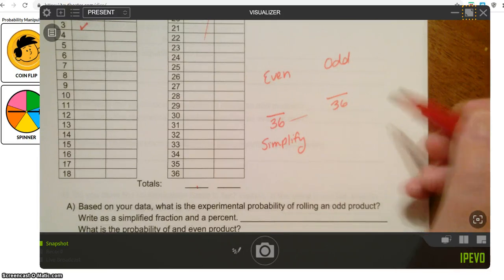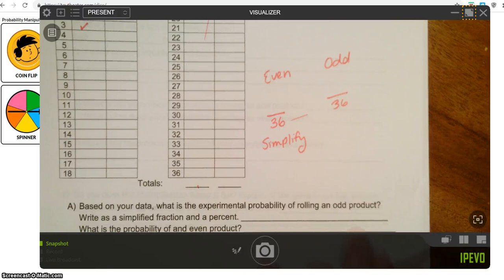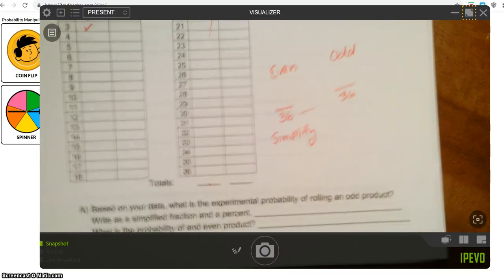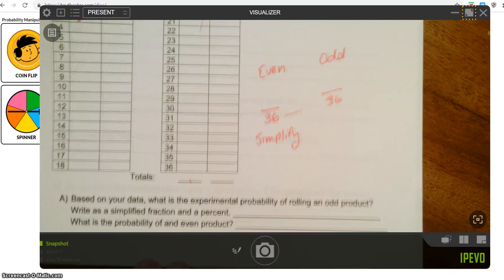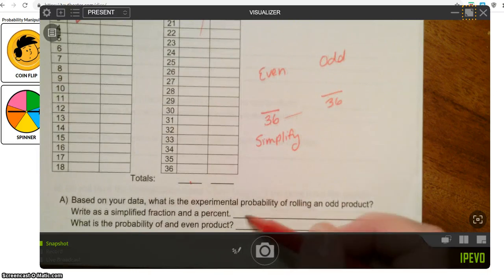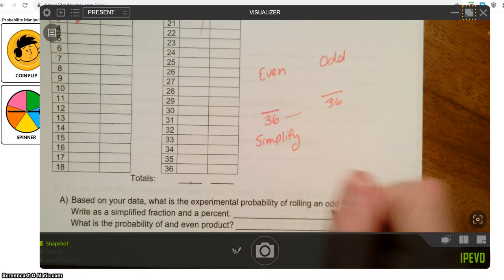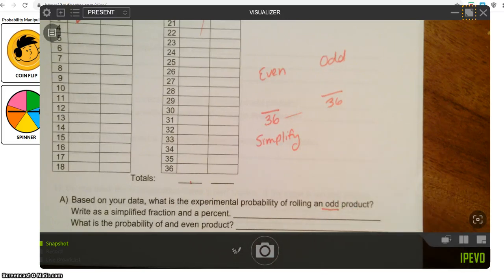Okay? Now, your job at this point, just got a tiny bit more to do and you are done with your lesson, is write your fraction as a percent for the odd. Okay? Now, do the same thing for your probability of even. And you're going to put these results in Google Classroom. Okay? That's all you need to do.